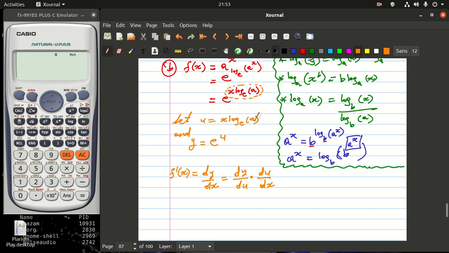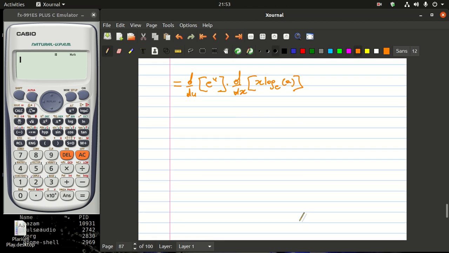Now I've noticed something here: this is a constant, so this whole thing here, log e of a, is a constant. I want you to take note of that. And then here I'm going to take d du, and instead of y, my y is e raised to u, and then I multiply this by d dx, and my u is the same as x times log e of a.